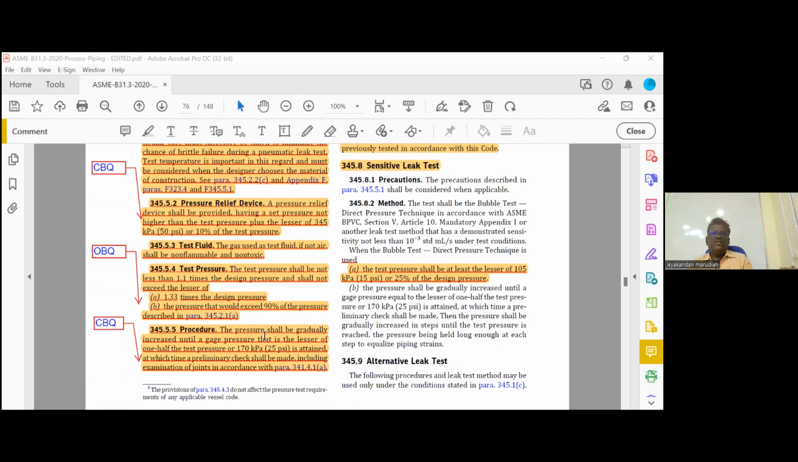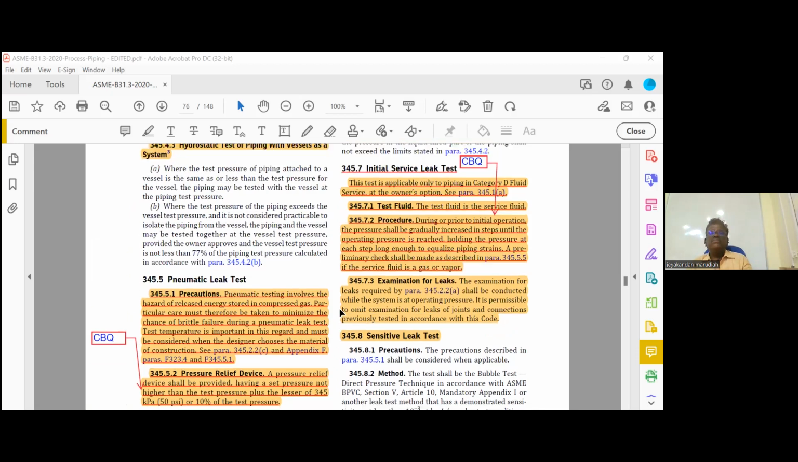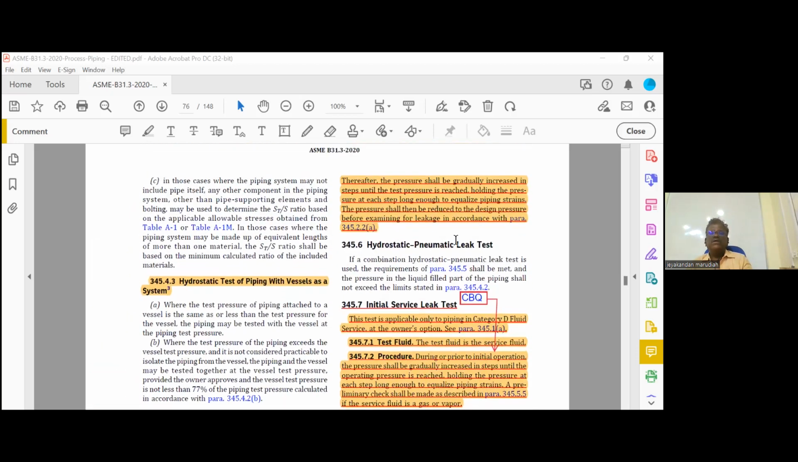Procedure. The pressure shall be gradually increased until the gauge pressure is the lesser of one-half of the test pressure or 25 psi. So either 25 or half of the test pressure, at which time a preliminary check shall be made. Thereafter the pressure shall be gradually increased in steps until the test pressure is reached, holding the pressure at each step long enough to equalize. How many steps, the code does not say.